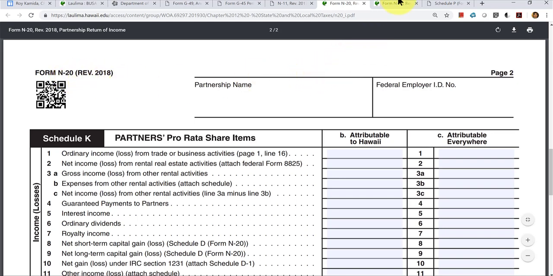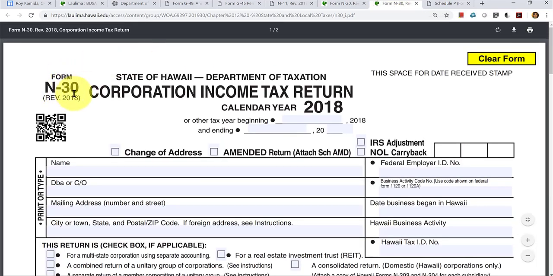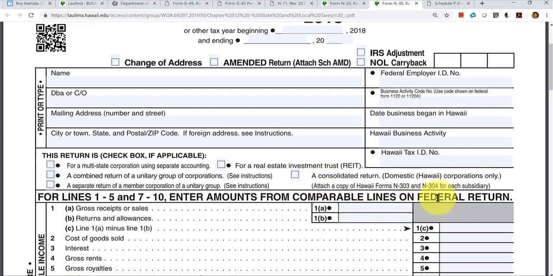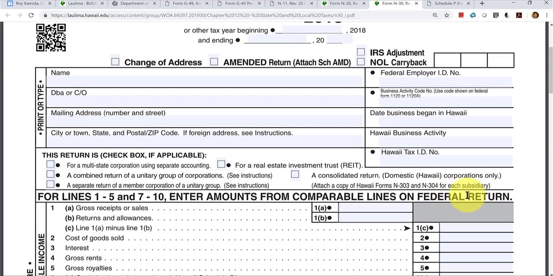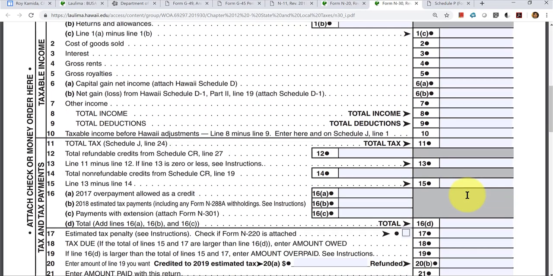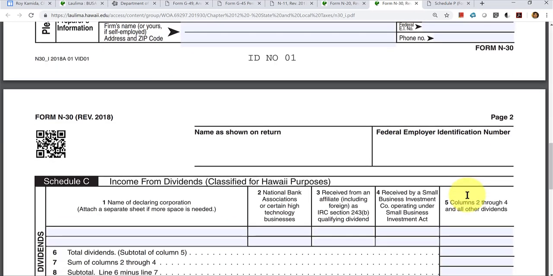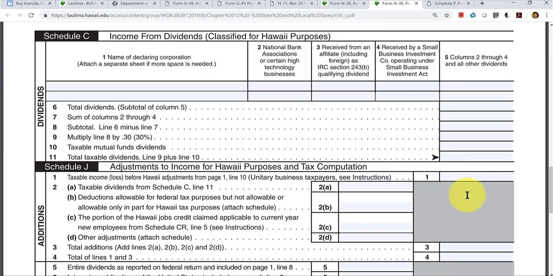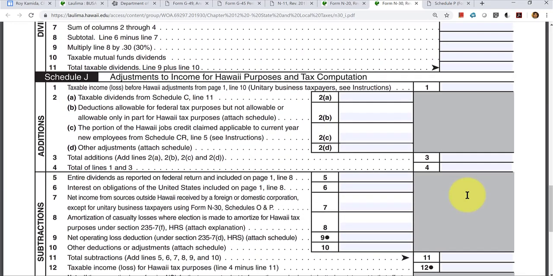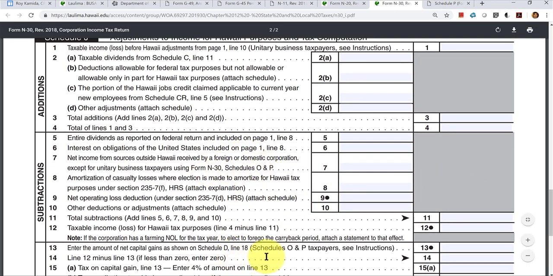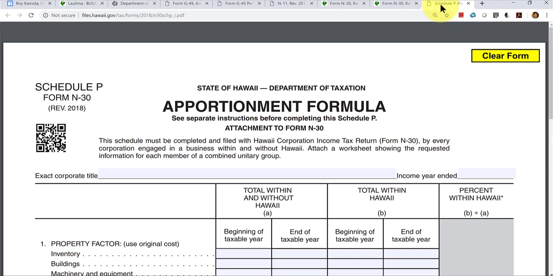The form for a Hawaii corporation is form N30. And just like the partnership one, you just recopy the federal return. That's the 1120 we saw a few chapters ago. But then, if you do business in other states, you may need to do that apportionment. It's called Schedules O and P. That's here and here. So let's take a look at a Schedule P that does the apportionment for Hawaii.